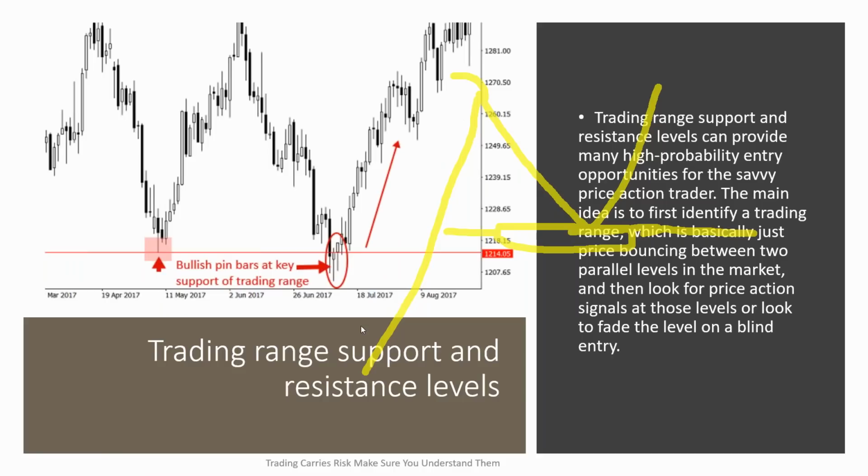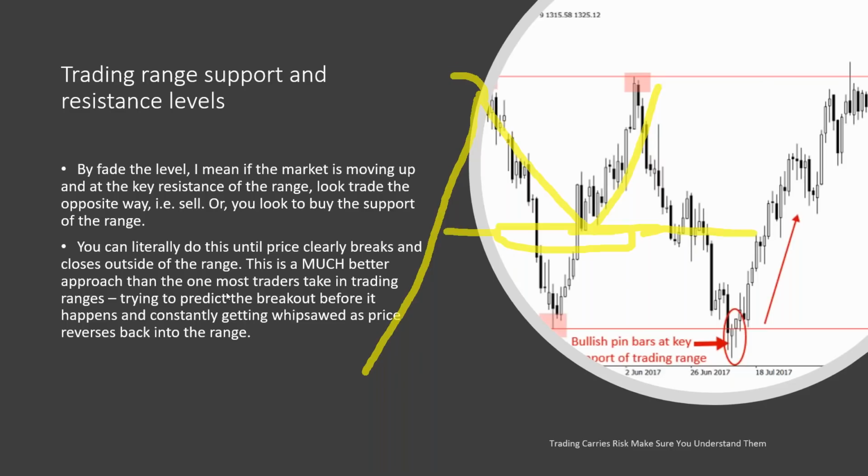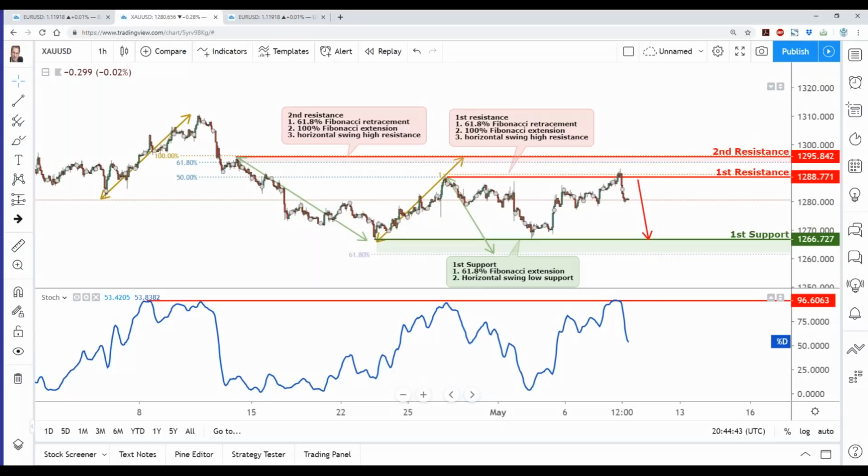Because the more of these levels that we have, and especially the more they are confluent, that they actually overlap each other, the more valid they are and the more we're going to see reactions at those levels. So I've got a chart prepared for you. Let's see if I can jump over to my charts. Okay. As we can see here on this chart, I've already drawn on here our support levels and our resistance levels. And this is our first level of resistance, our second level of resistance.